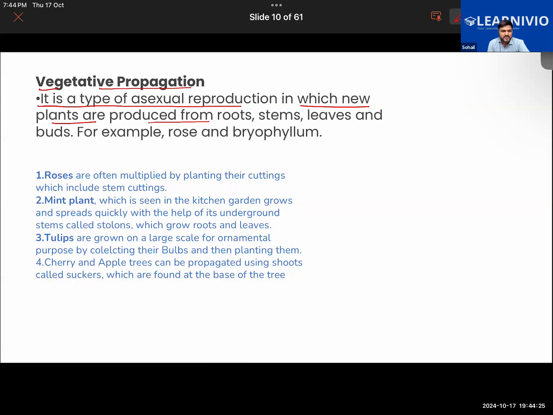We'll be learning about the different types of vegetative propagation. We will learn there are some plants which have modified stems, modified roots, modified leaves, and buds from which new plants can be growing. Each of them we will be learning in detail.